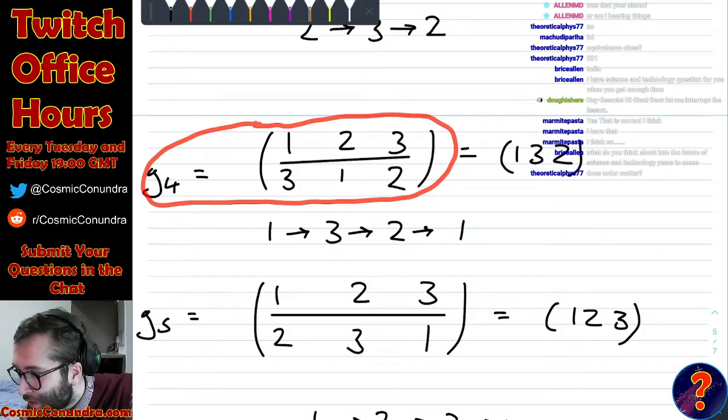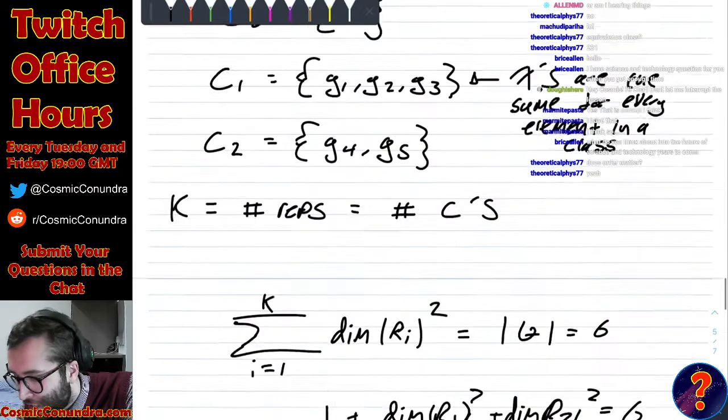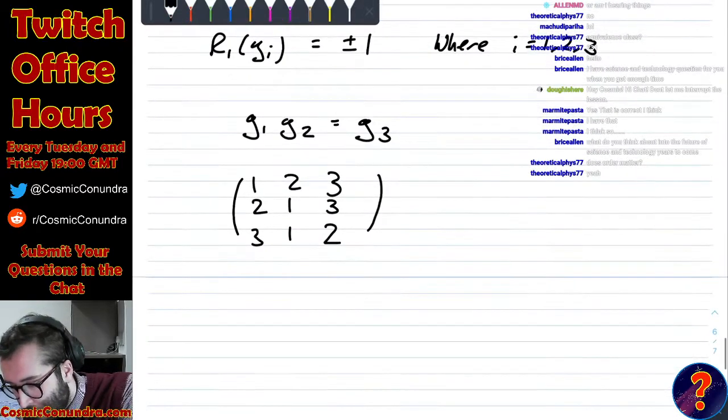Okay, the order does matter. Yes, absolutely. These are ordered permutations. Oh, as in, does the order matter of G1 times G2 or G2 times G1? Yes, in general, this is non-abelian. That's right. It will matter, yeah. So that gives us G4. G1 times G2 is G4.